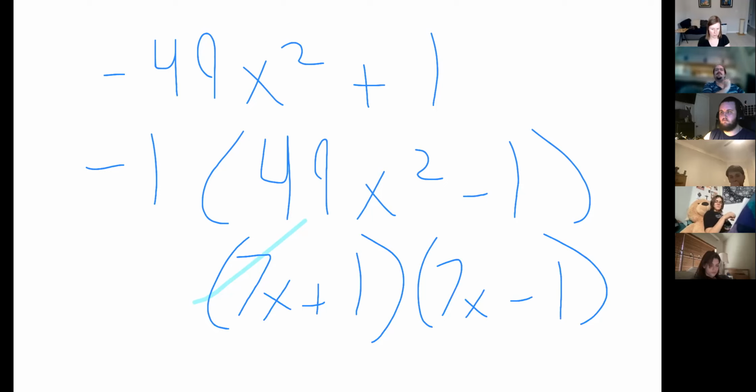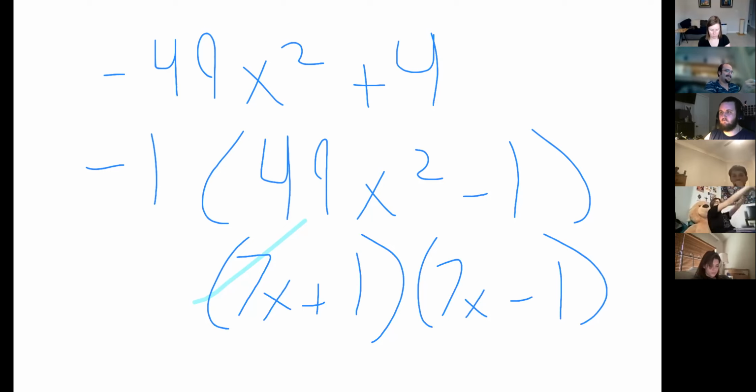But it should be 1, right? It should be 7x plus 1 and 7x minus 1. No, because one of them needs to have a minus, because we have 4 minus 49 y squared. Our original function is 4 minus 49 y squared, right? Why does it turn into a 1? Ooh, it is 4 minus 49. That is correct. I wrote it incorrectly.